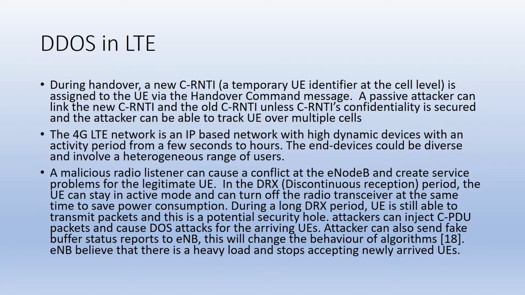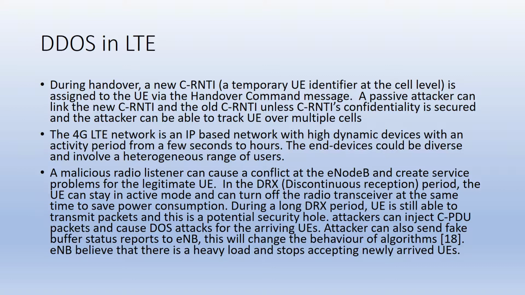And the 4G LTE network is an IP-based network with highly dynamic devices, with an activity period from a few seconds to hours. The end devices could be diverse and involve a heterogeneous range of users. A malicious radio listener can cause a conflict at the eNodeB and create service problems for the legitimate UE. And in the discontinuous reception period, the UE can stay in active mode and can turn off the radio transceiver at the same time to save power consumption. During a long period, the UE is still able to transmit packets, and that is a potential security hole.